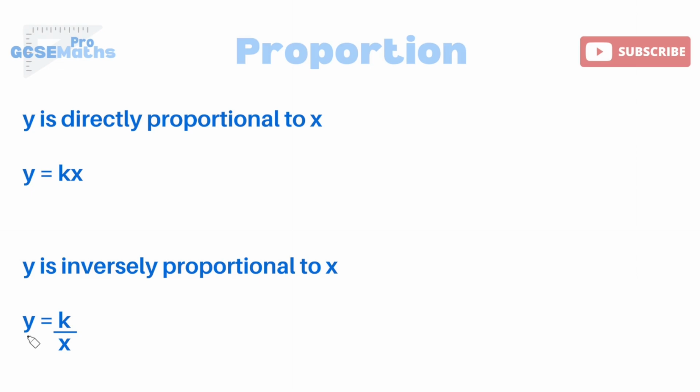So the formula is y is equal to k over x. Be really careful here that you don't put the fraction the wrong way around, because it can be quite easy to think that it's x over k, but it's not. The constant or the number is in the numerator and then x is in the denominator. Other than that, the steps to working out inverse proportion and direct proportion are exactly the same. We're just changing the formula to start with.